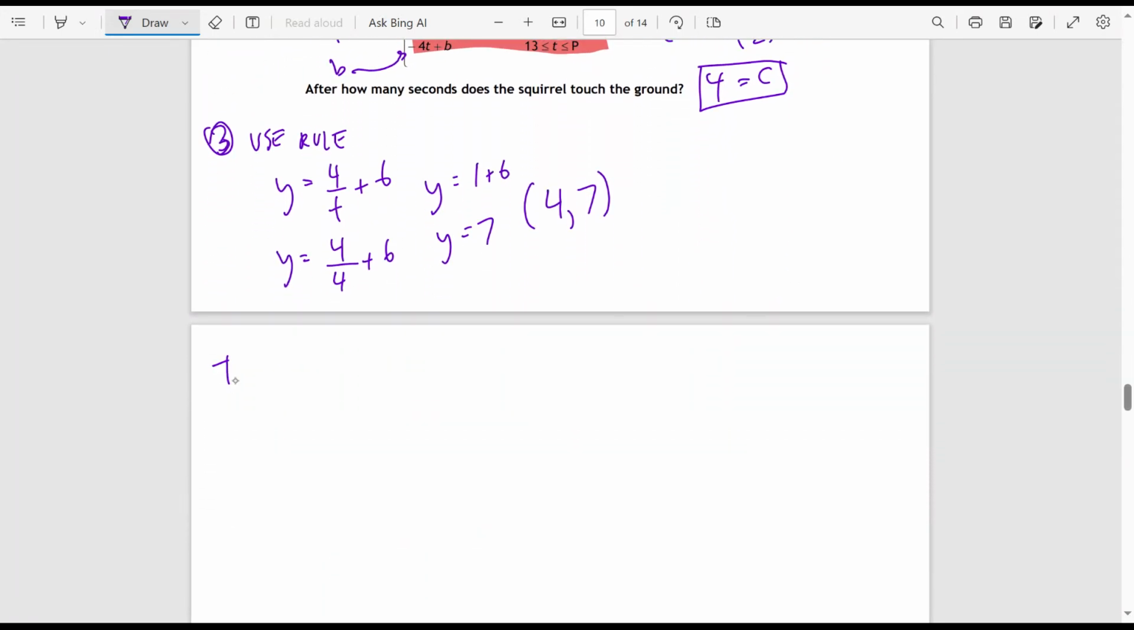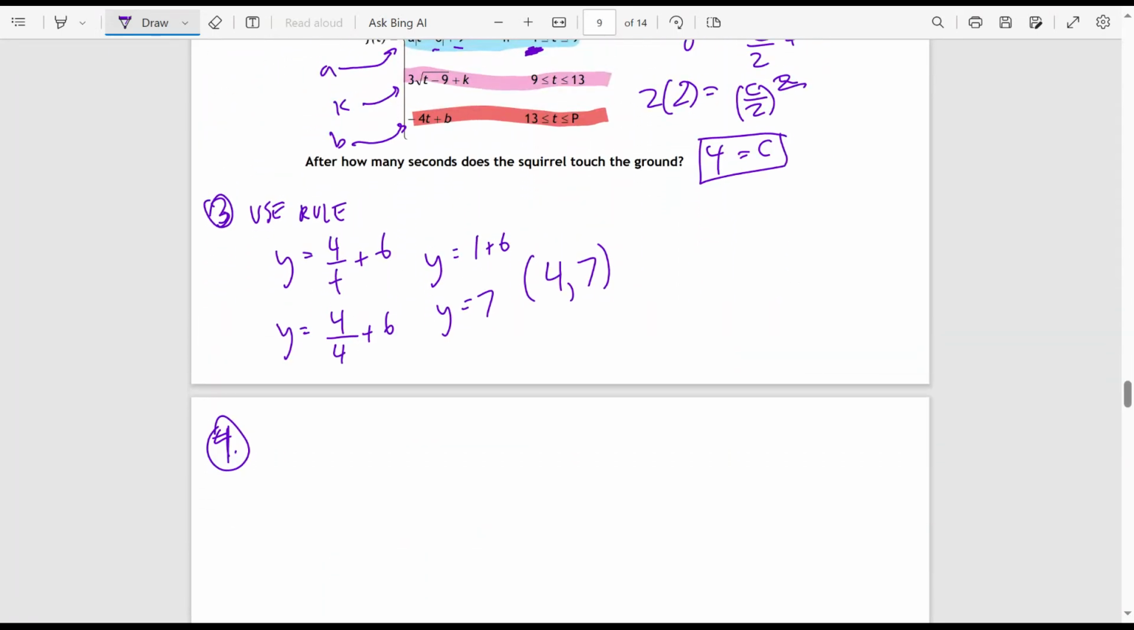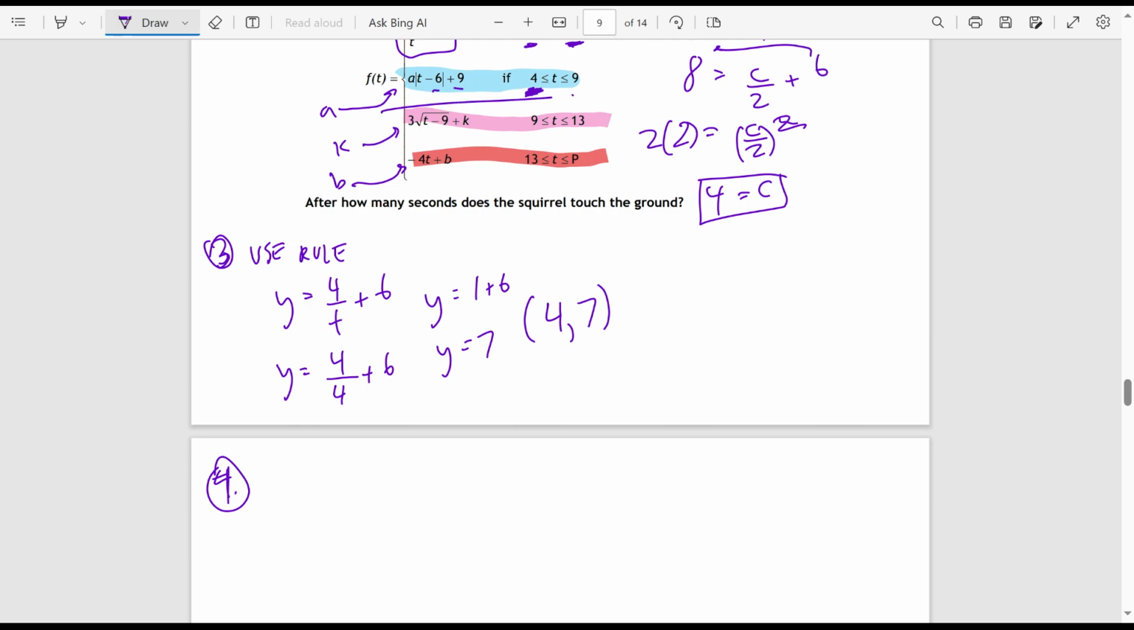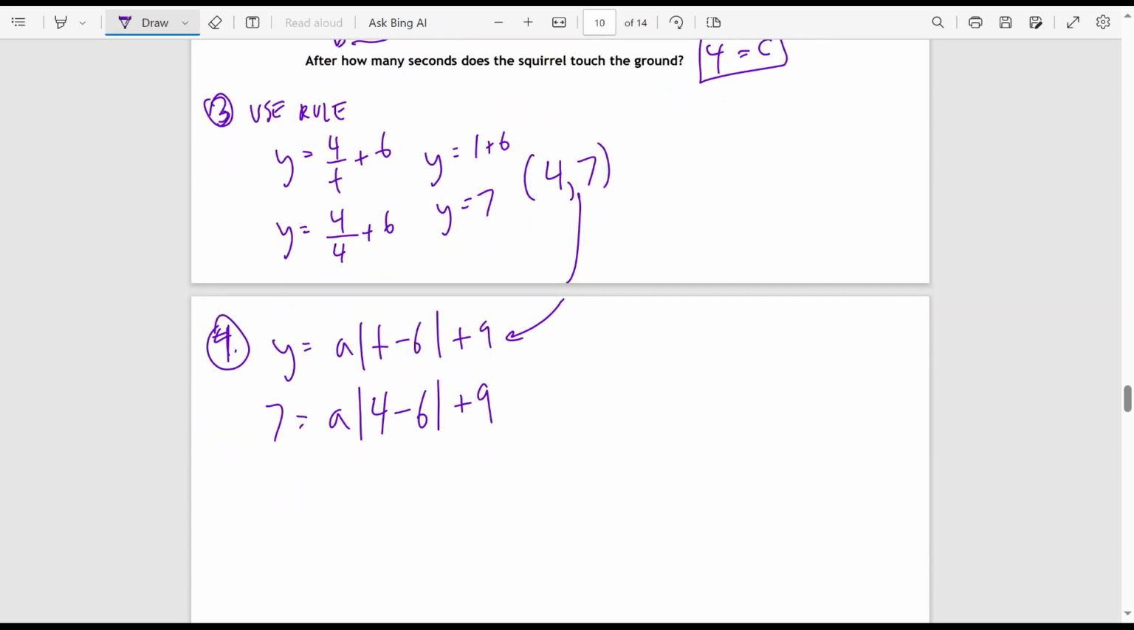The next function is this one here, that absolute value one. Y is equal to a absolute value of t minus 6 plus 9. What am I going to do for that one? Use the point that I just found. So this 4 and 7 gets dropped down right into here. 4 minus 6 plus 9. So that's all this is here. We just now rearrange and solve for the a.